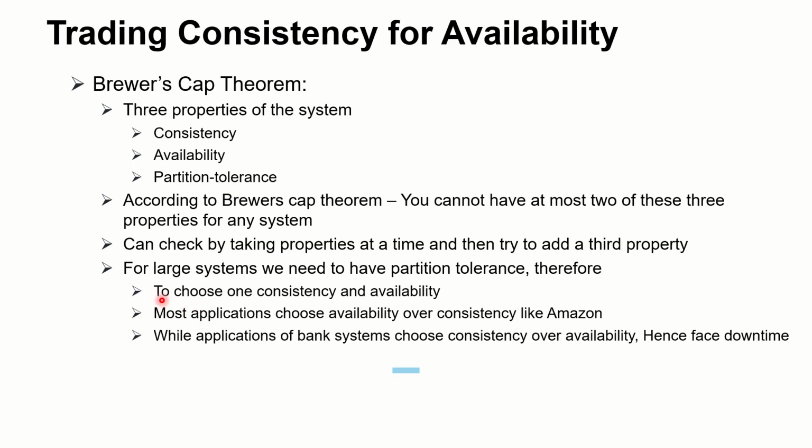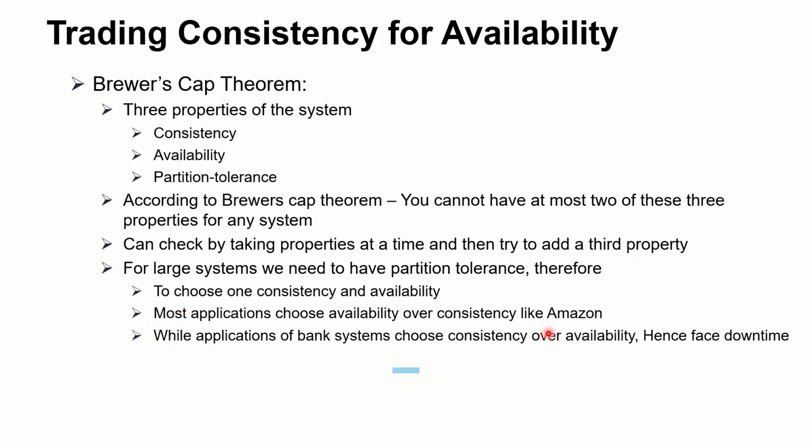Between consistency and availability we must choose one, so our topic is trading consistency for availability. If we want high availability, then we need to suffer in consistency, and if we want high consistency, then we need to suffer in availability. Most applications choose availability over consistency, like Amazon.